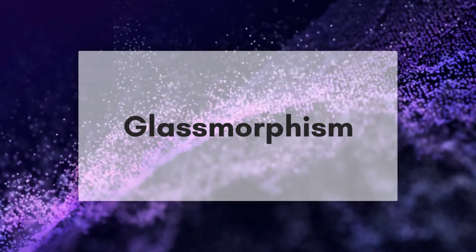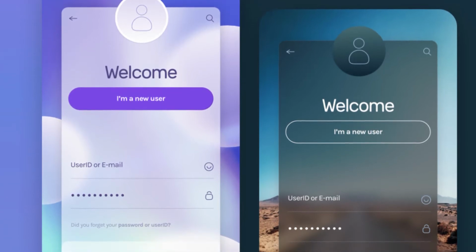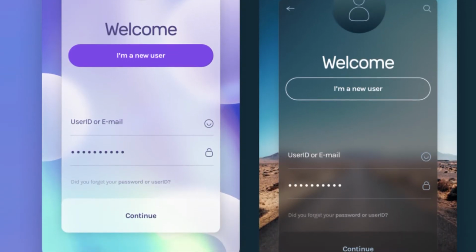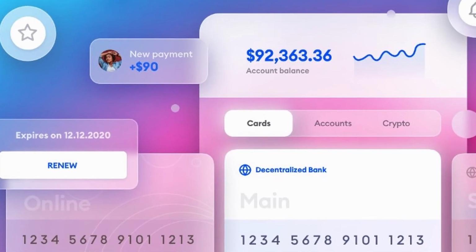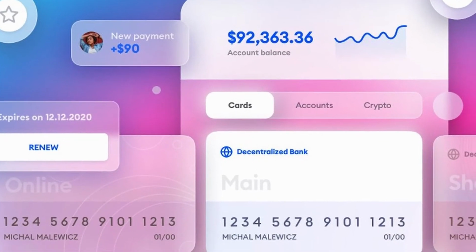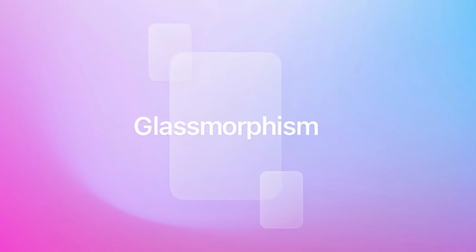Glassmorphism is the new craze this year. It's a through-the-glass effect. The premise of the style isn't new in itself. It's been used in previous operating systems before, but was phased out as trends do. However, it's a popular interface trend once again.